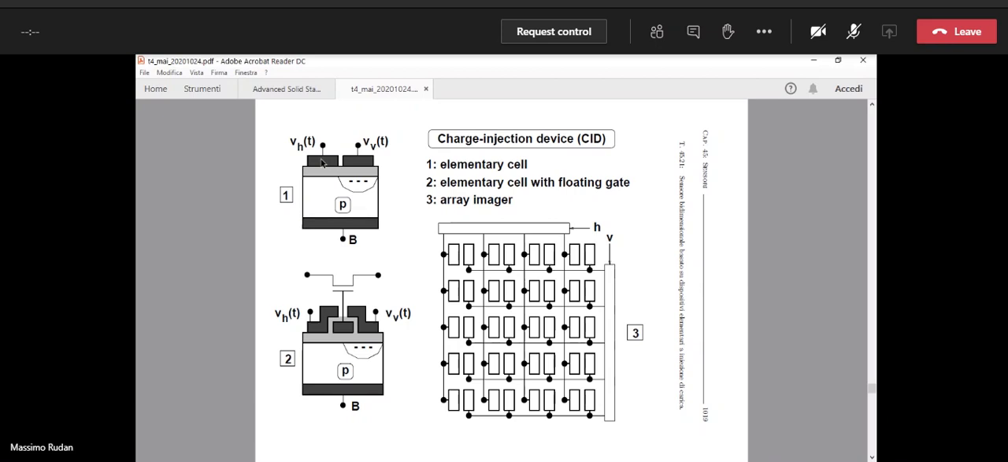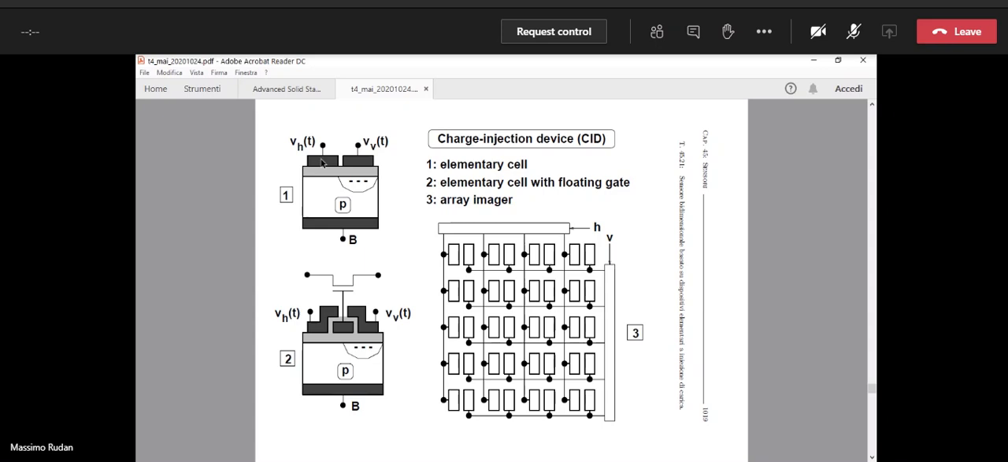Can we make it better? Reading without losing the information? Yes, we can. And this is done using the architecture that is shown in part 2 of the figure. In part 2 of the figure, we have the same two gates as before with a form that is slightly modified, okay? And in between, we have another gate.